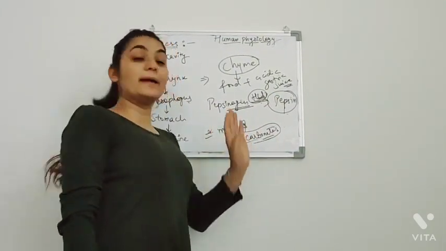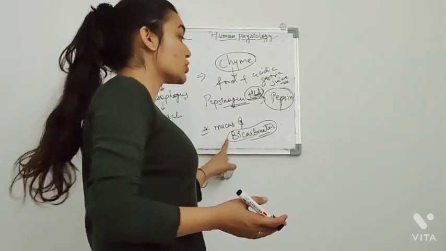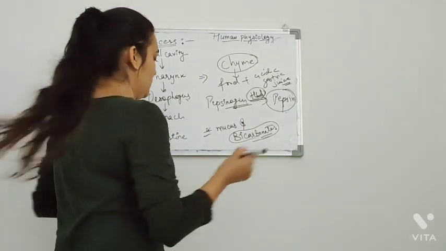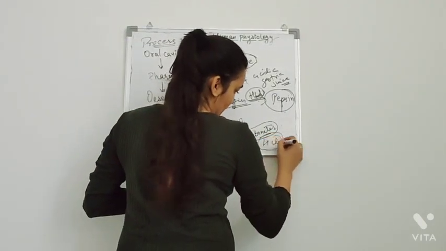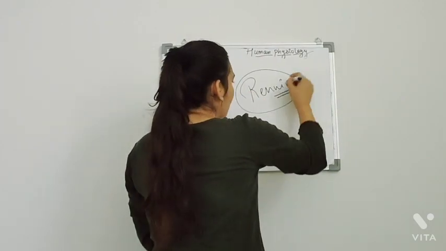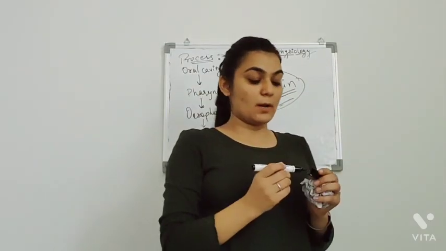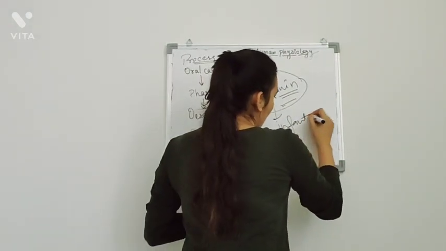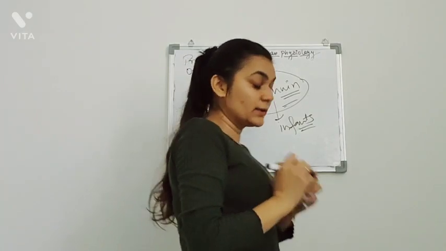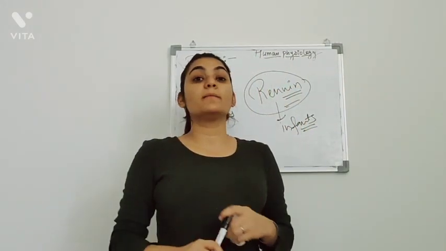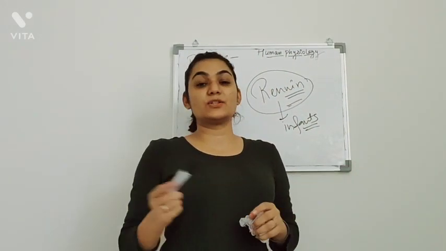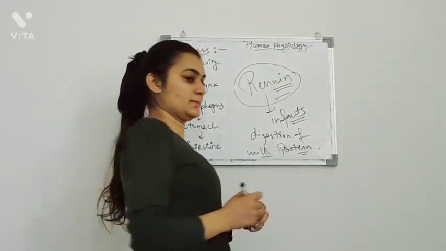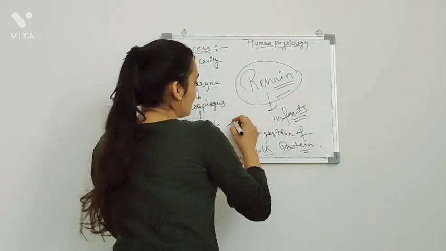Now the mucus and the bicarbonate. The mucus and the bicarbonate in the stomach help in the lubrication and the protection of the epithelium from the acidic HCl. The term is known as rennin. Rennin is also an enzyme in the stomach, but it is present in infants. Okay, we are discussing protein digestion. In infants, it helps in the digestion of the milk proteins.